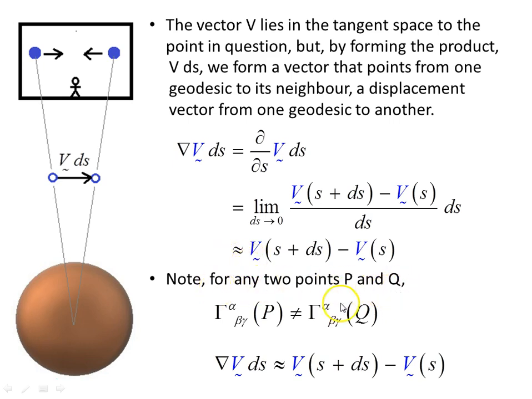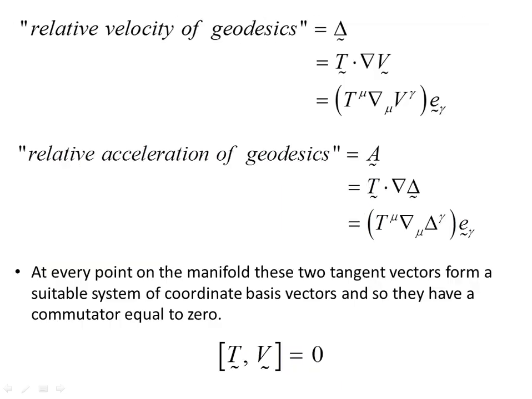Note that for any 2 points P and Q, the Christoffel symbols are not equal at the different points. Okay, but so long as P and Q are very close to each other, it's approximately the case. So this product, delta v times ds, is approximately this minus this, which you can see as, if you like, the relative velocity of the two geodesics. Alright, so the relative velocity of geodesics is delta t dot del v. This is the relative velocity as we evaluate delta v as it's moved in the direction of the tangent vector.